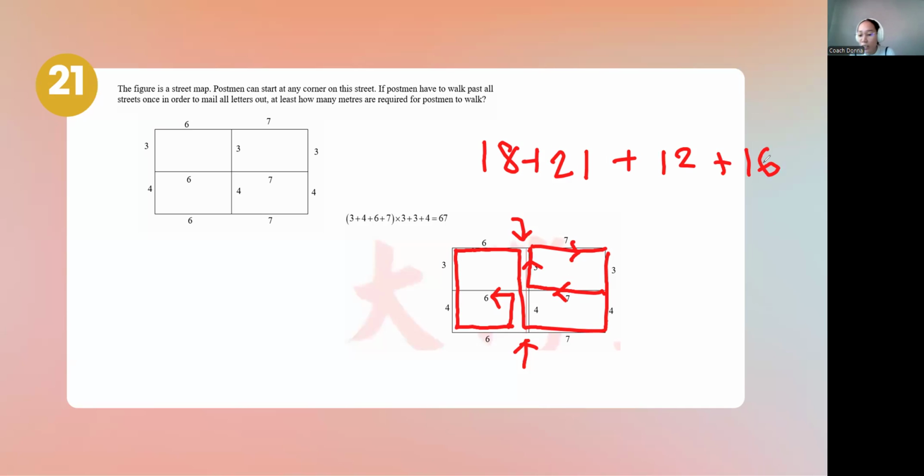Okay, let's add them up. 18 plus 21 plus 12 plus 16, that's 67. All right, great. We finally found it. Questions? Okay, we started here and then went up and then right, down, left, going up in the middle, and then left, going down, and then going to the right and up again in the middle and going to the sixth one. And that's it for our number 21.